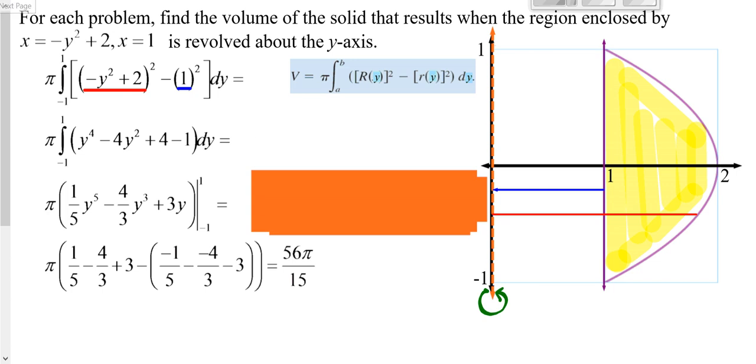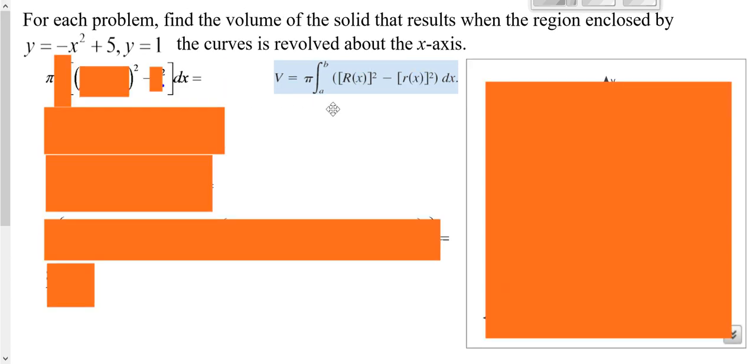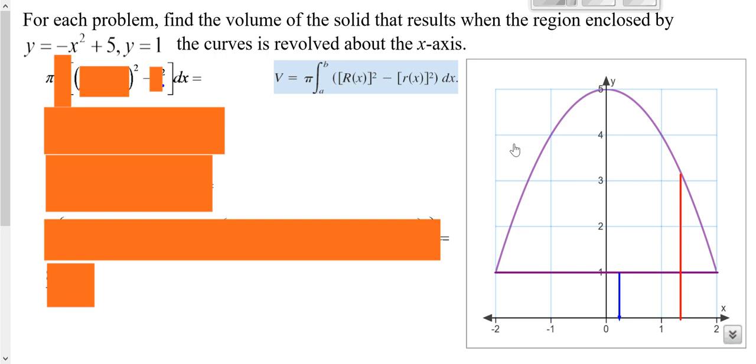One last one here. We have a parabola, and we have a y equal to 1, and we're going about the x-axis, which is a horizontal axis of revolution, so we know we're dealing with x's. So we end up with this region. If we look at what's between our parabola and our y is equal to 1, it's really this shaded region right here.